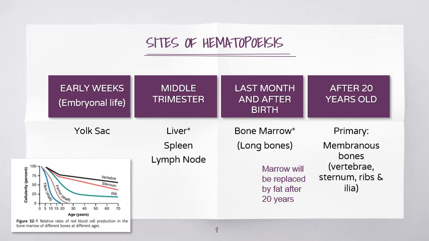So in the lower left, this is the figure lifted from Guyton. You will see the relative rates of red blood cell production in the bone marrow of different bones at different ages. As you can see, before 30 years old, it's primarily in the long bones. And then 30 years and after, it will plateau between the vertebra, sternum, and rib. Okay?